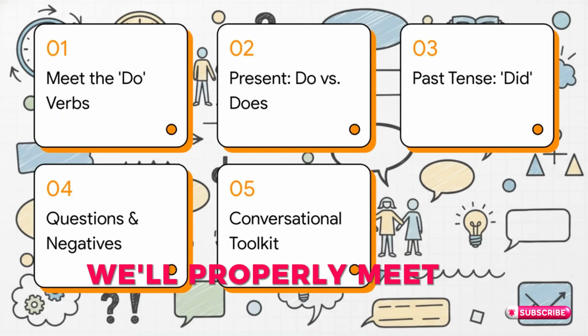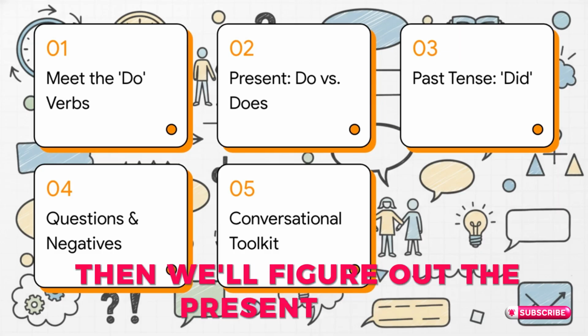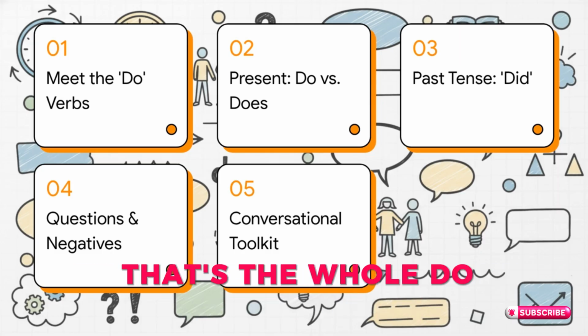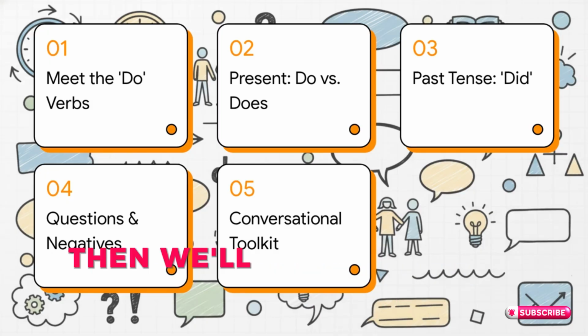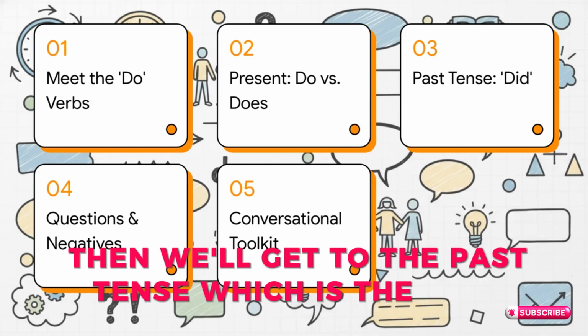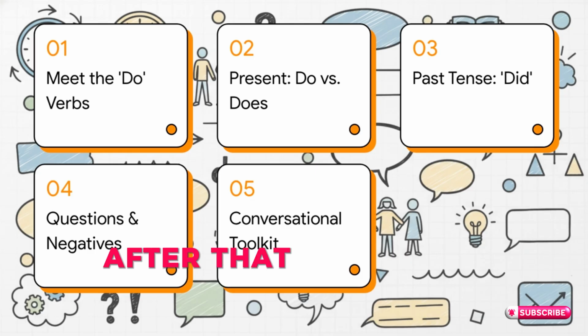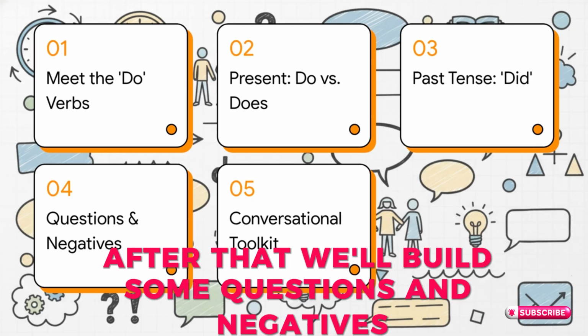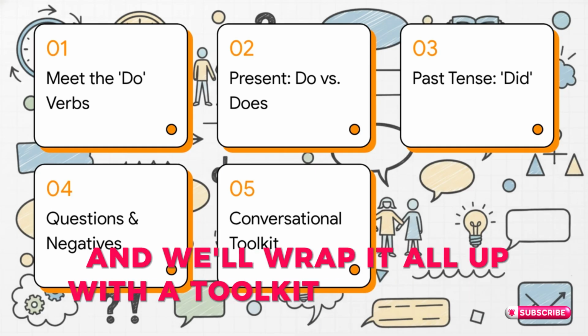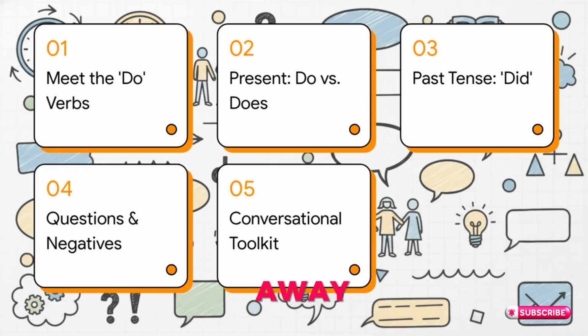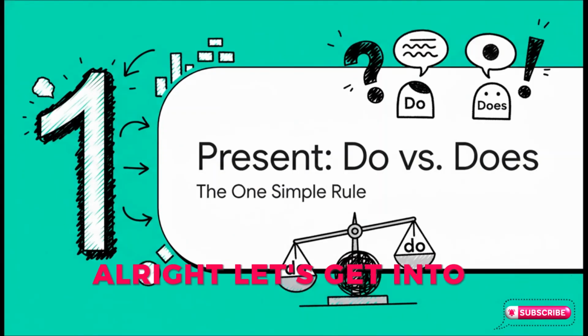So here's our game plan. We'll properly meet the do verbs, then we'll figure out the present tense. That's the whole do versus does thing. Then we'll get to the past tense, which is the easy part. After that, we'll build some questions and negatives, and we'll wrap it all up with a toolkit you can use right away. All right, let's get into it.